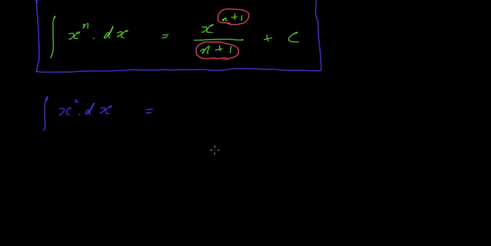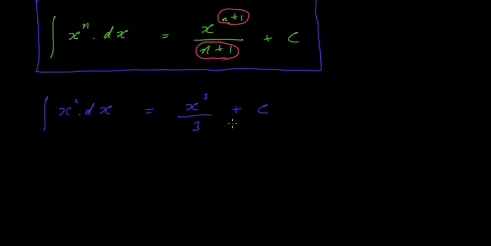Well, our rule here tells us that we need to increase the power by 1, so let's do that. x to the power of 2 plus 1, which is 3. Then it says divide by that particular power. Then add your constant of integration. So when we find an antiderivative, in other words, of x squared, it is x cubed divided by 3 plus our constant of integration. Let's see, does that work?